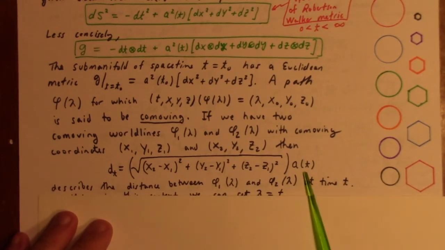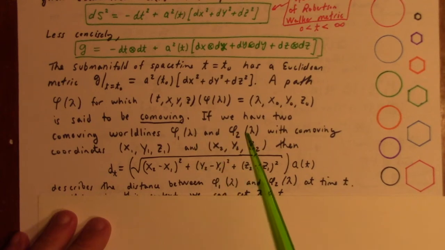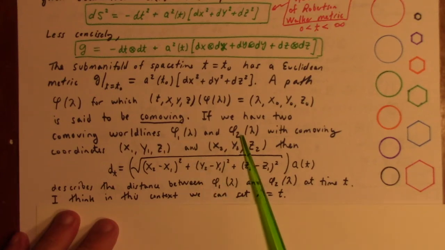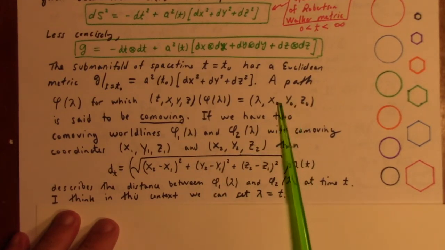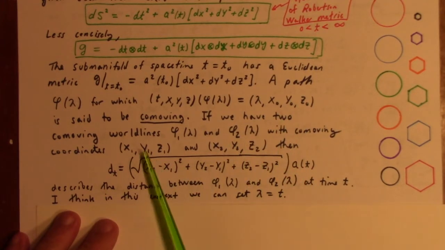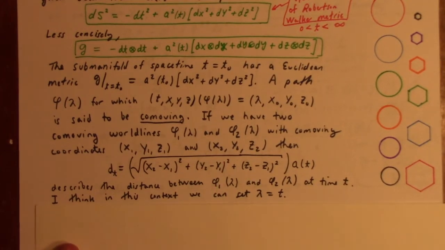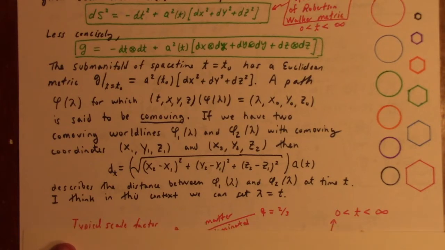And you can see just in your face that the distance is based on the scale factor, right? So in other words, the distance between these two co-moving points is changing according to how the scale factor is changing, right? These two paths are just minding their own business, staying at the same x, y, z coordinates, and yet the distance between x1, y1, z1 and x2, y2, z2 is expanding as space itself expands. And I think, by the way, that in this context it makes sense to say lambda. We can choose the parameter t for these paths.